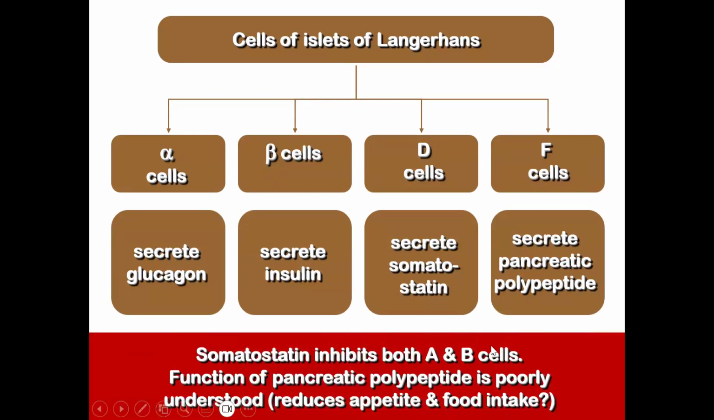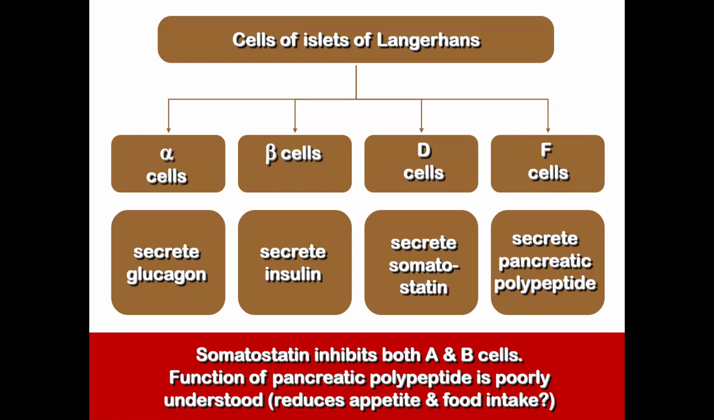The function of the somatostatin, which is secreted from the D cells, is to cause inhibition of the beta cells and alpha cells. So both alpha and beta cells are inhibited by somatostatin. And the pancreatic polypeptide, which is secreted from F cells, its function is poorly understood. It may be involved in controlling the appetite and food intake.